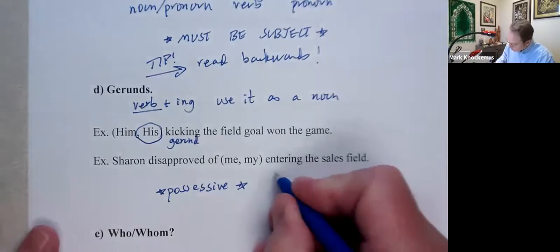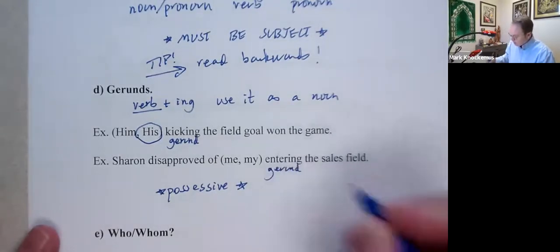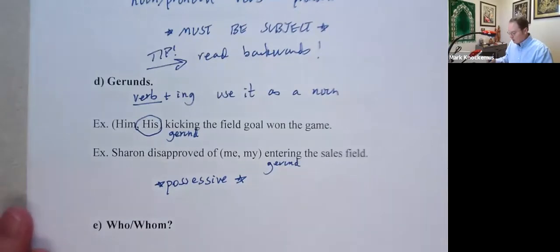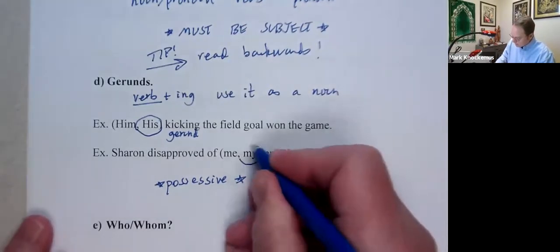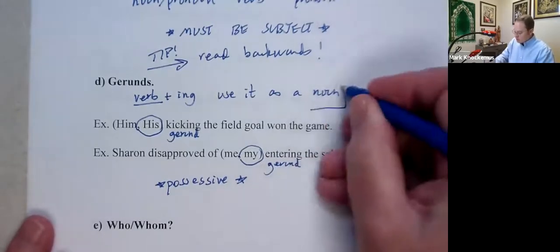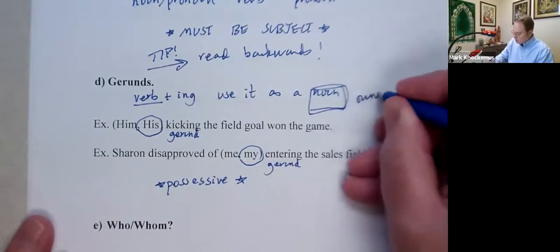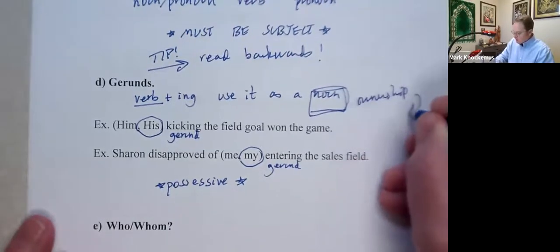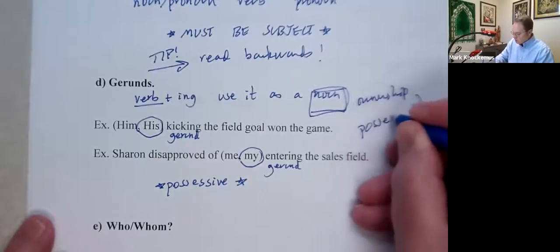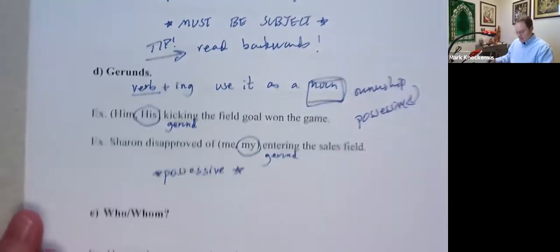Same thing here. Sharon disapproved of blank entering the sales field. My. Why? Because these are nouns. And what do we need to do? We need to show ownership. And then what do we use to show ownership? Possessive case pronouns. Yeah.